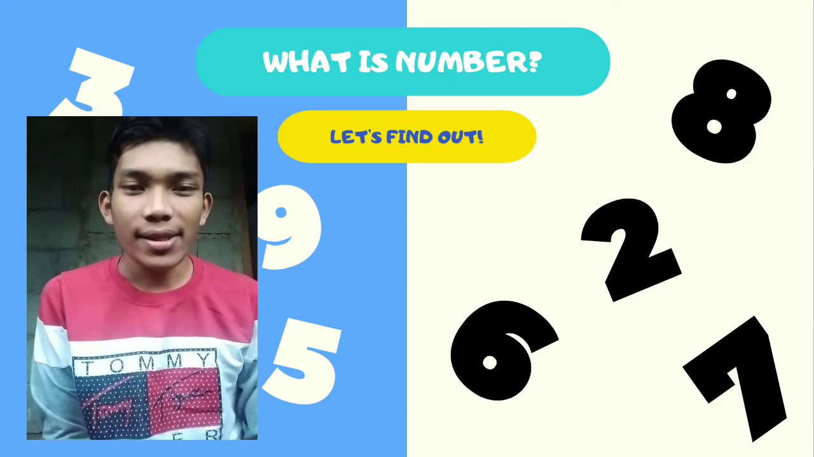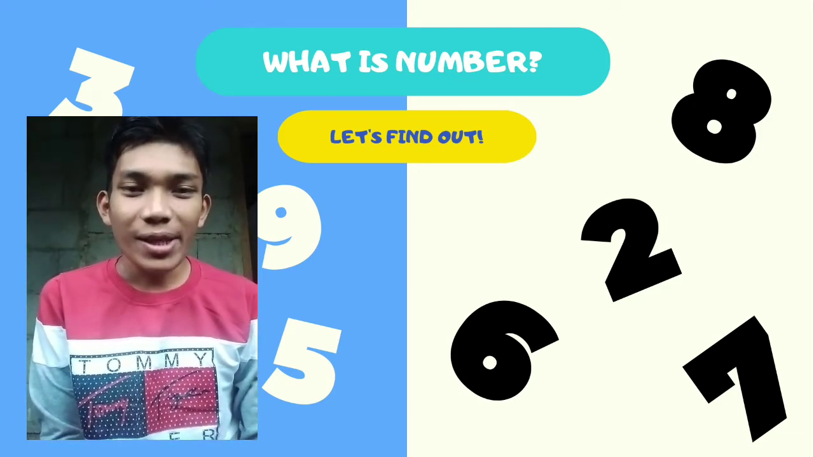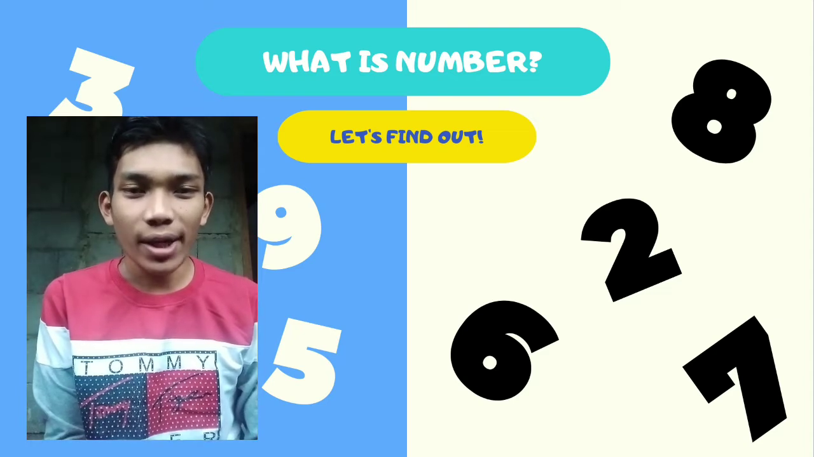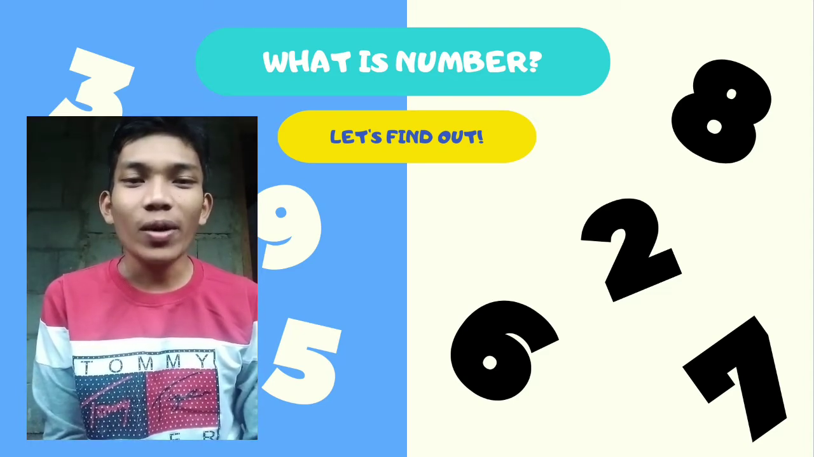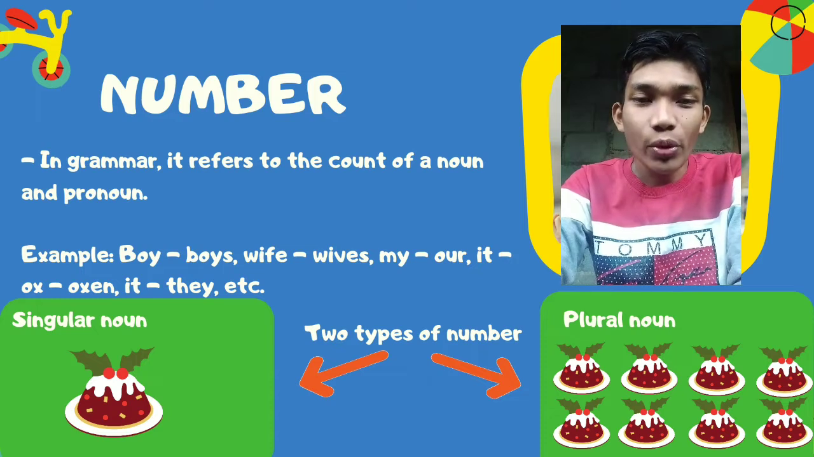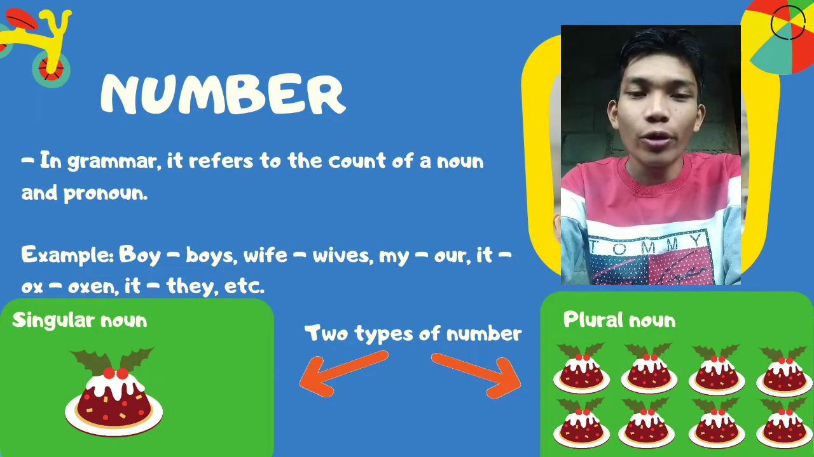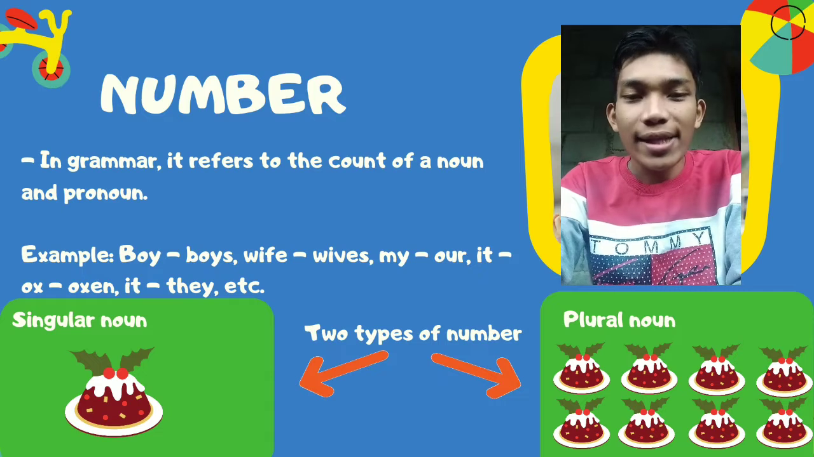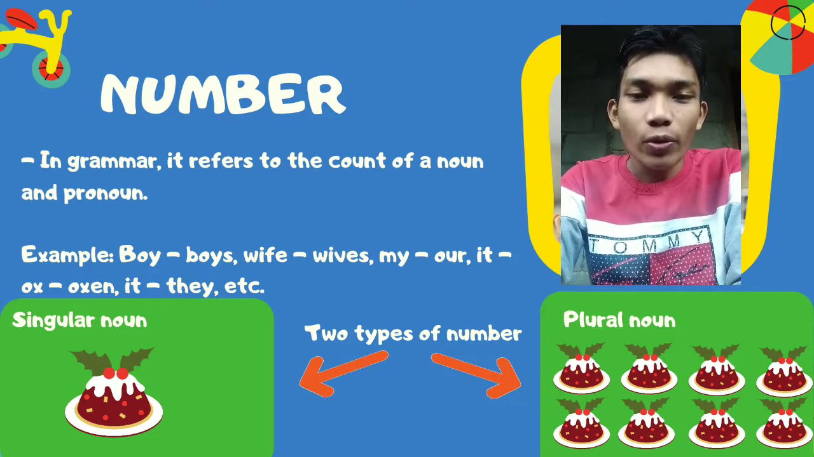My topic is number, its types, rules, and examples. You might be wondering what is number in English grammar. So, let's find out. In English grammar, number refers to the count of a noun and pronoun. We can identify it as one, only one, or many. For example, boy as only one, two boys as many, wife as only one, and wives as many.